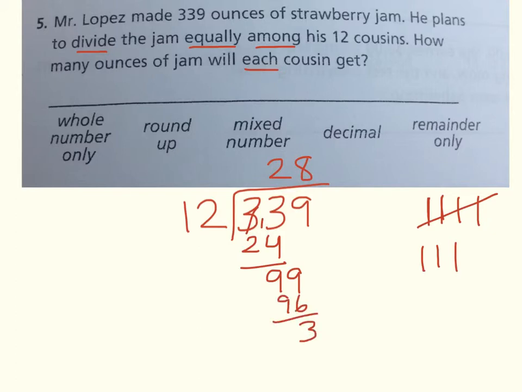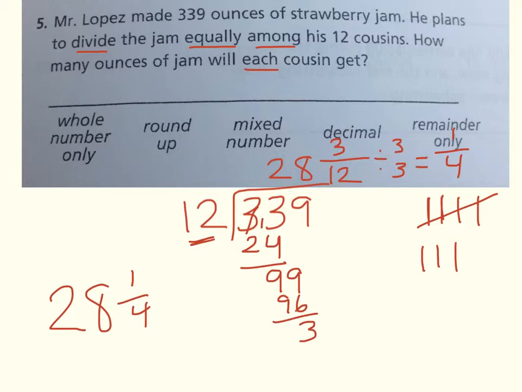Now when I'm doing a remainder with mixed numbers, we did this when we were changing improper fractions into mixed numbers. So all I need to do is I take my remainder, and it is my numerator, and my divisor is my denominator. So I have 28 and 3/12. Well, we all know that we need to simplify this, so we're going to divide both of them by 3. And in the end, my answer is 28 and 1/4 ounces.